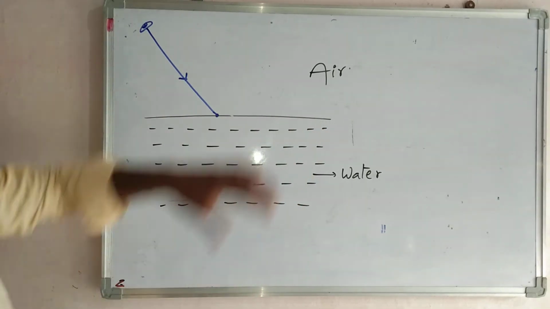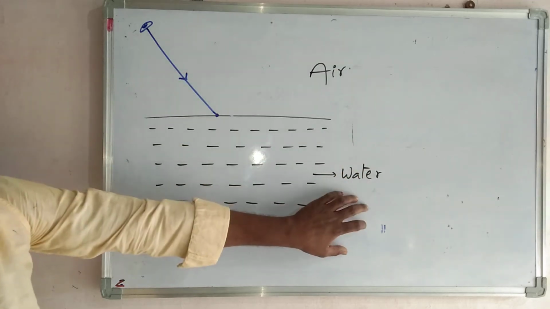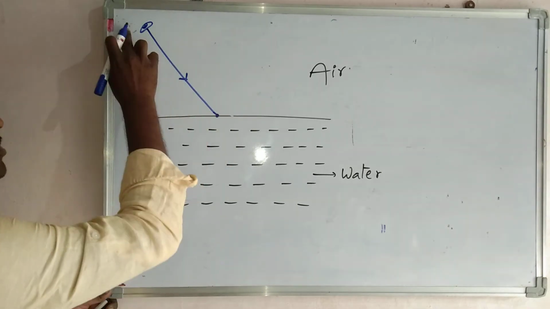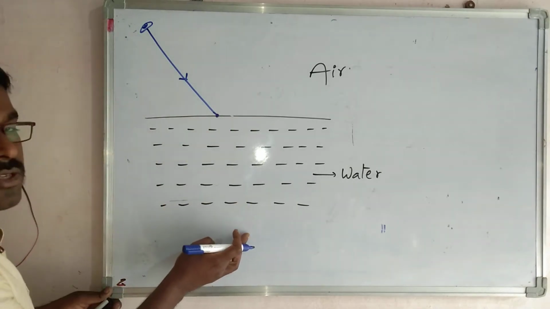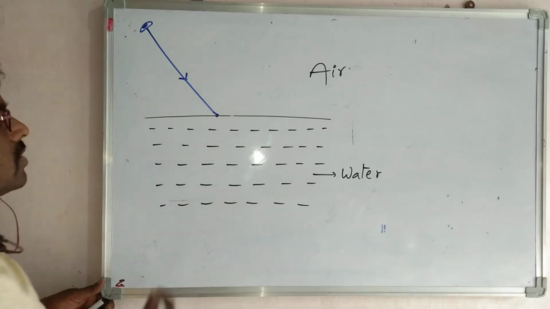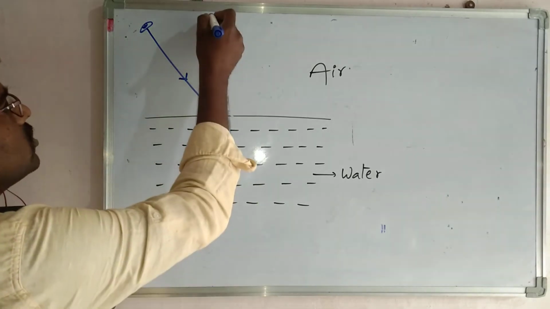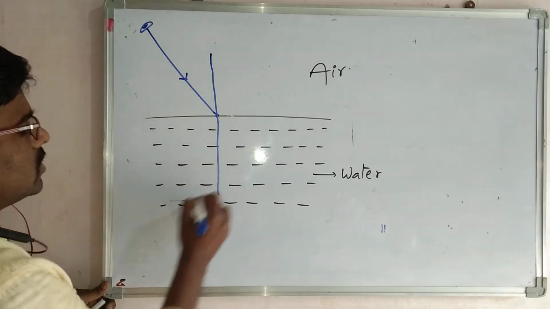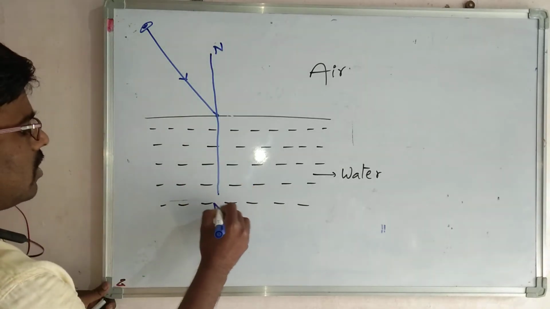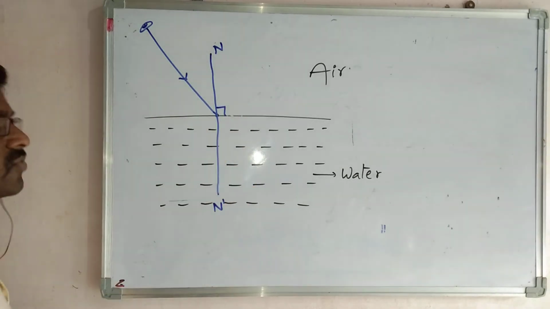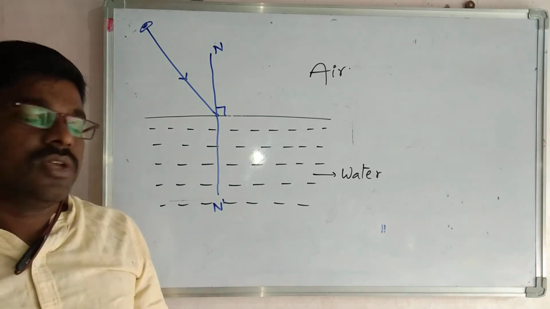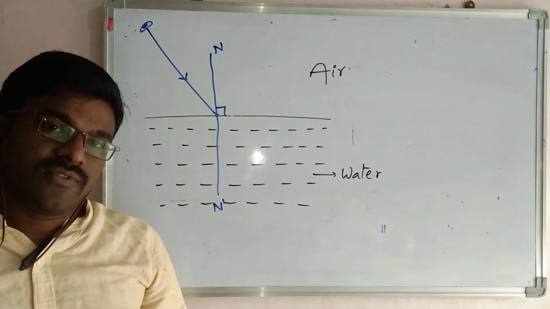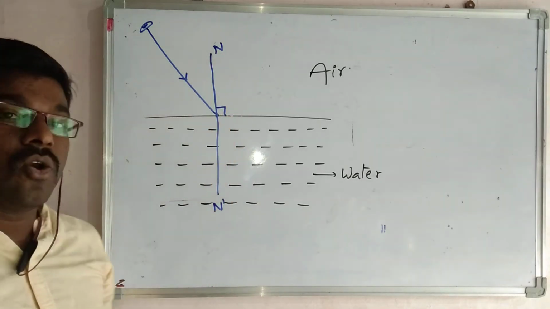Now if you observe here, this is the air material and here the water material, right? Now when a light ray is traveling through the air and moving into the water, we should draw a normal to learn more about the refraction phenomenon. We should draw the normal here. A normal is a line at the surface of the interface, which means the line makes a 90 degree angle with the surface. So that line is known as a normal.